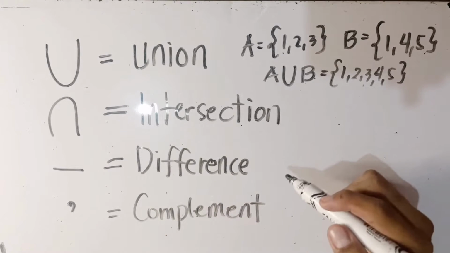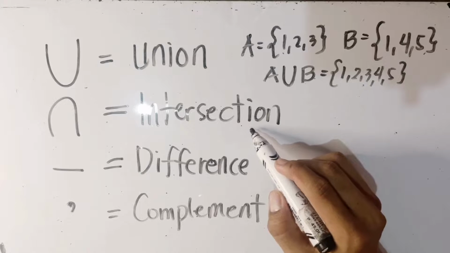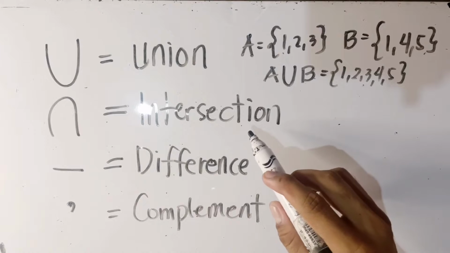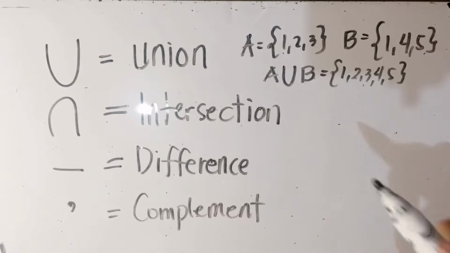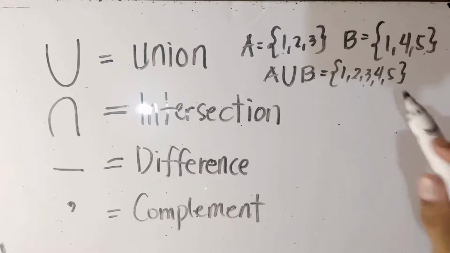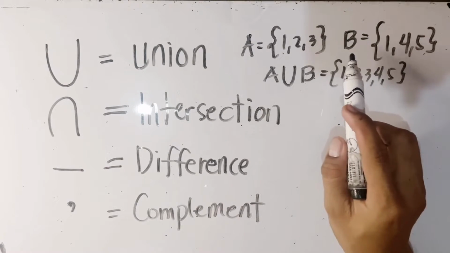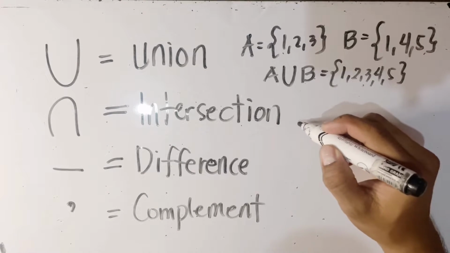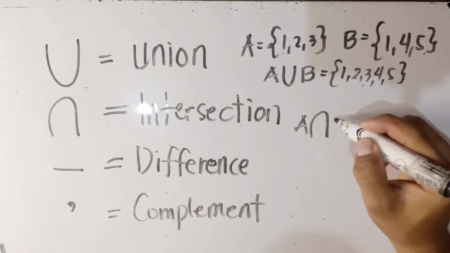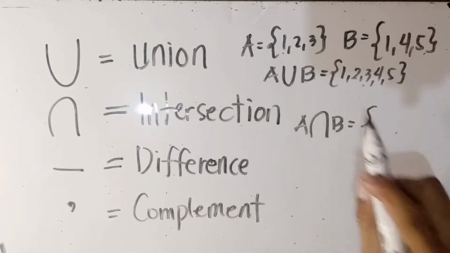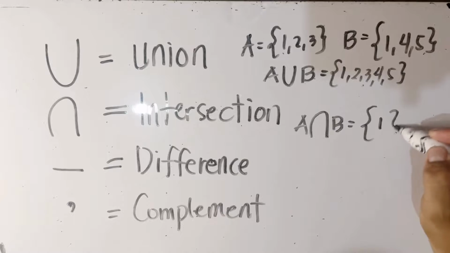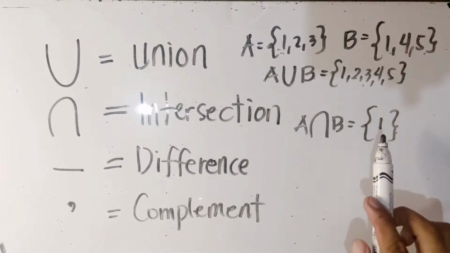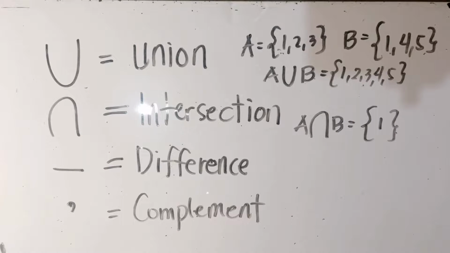How about for intersection? Intersection is the overlapping part, so it means the part that is repeating. In this example, for A and B, the repeating number is 1. So if we solve for the intersection of A and B, the repeating number is the intersection of the two sets. Because 1 is repeating, 1 is the intersection of A and B.